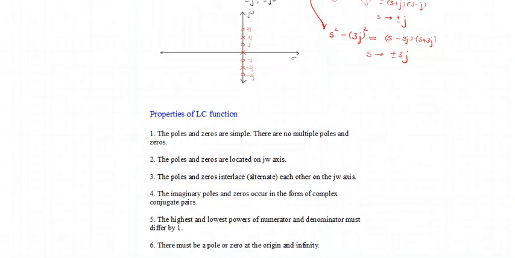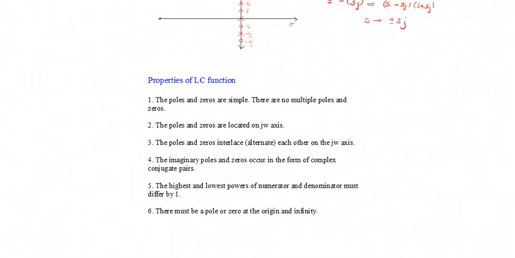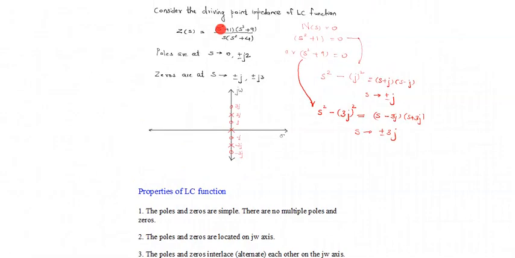Another important characteristic of an LC function is that the highest and the lowest power of the numerator or the denominator differs by 1. Right? For that you can look at the transfer function of our given system. What is the highest power here? When we simplify, the highest power of the numerator is 4. When we simplify the denominator, the highest power of the denominator is 3.